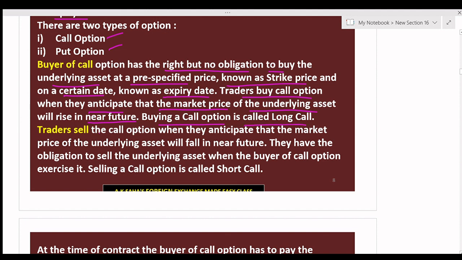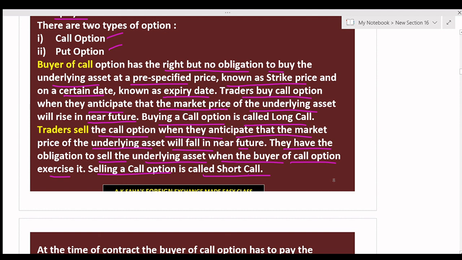Traders sell the call option when they anticipate that the market price of the underlying asset will fall in the near future. They have the obligation to sell the underlying asset when the buyer of the call option exercises it. Selling a call option is called short call.